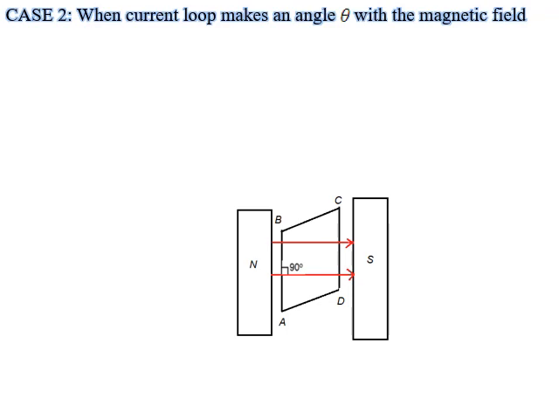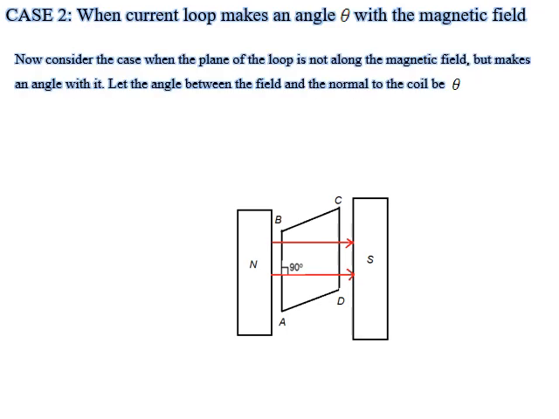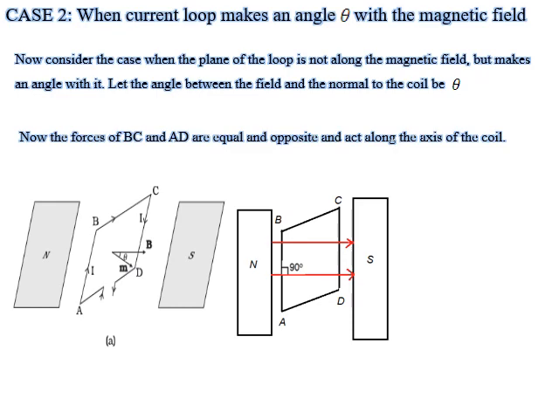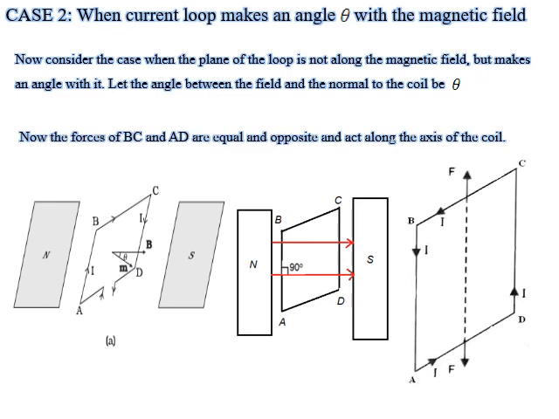Case 2, when the current loop makes an angle theta with the magnetic field. So we are considering a loop which is making an angle theta with the magnetic field. So the diagram is as shown here. The forces acting on BC and AD are again collinear forces which will cancel out. The only forces remaining will be on the sides of the loop AB and CD. And these two forces F1 and F2 will still remain the same as in the previous case, because they are making an angle of 90 degrees with the magnetic field again in the second case.